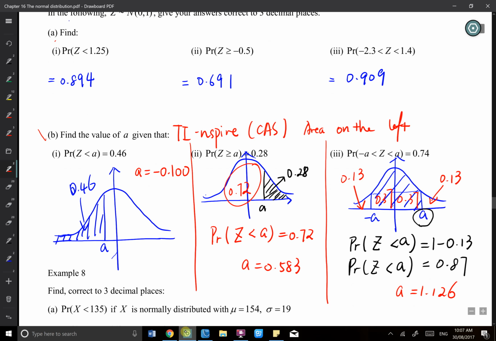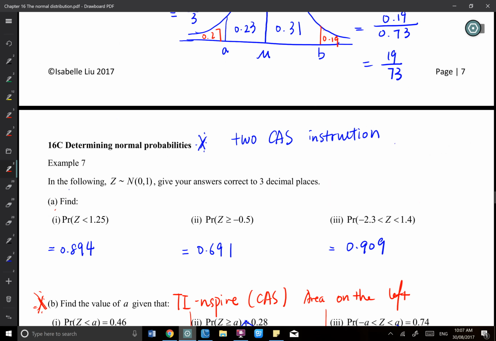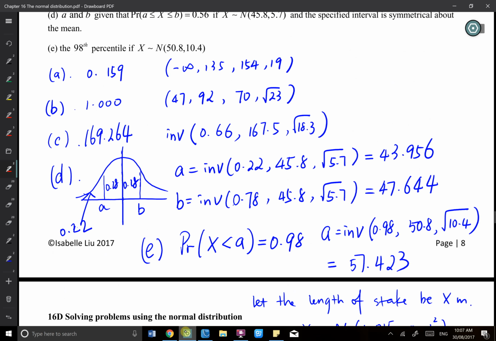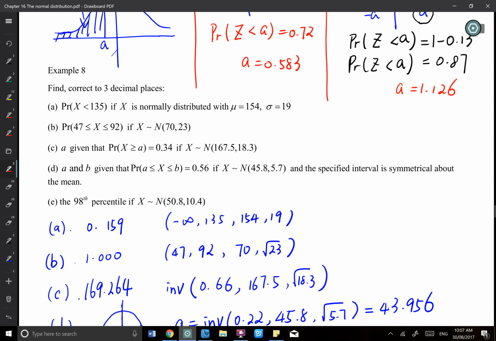So exercise B is important because we need to know that the area must be to the left of a point, not to the right, or not in the middle of a point. So we have exercise C, and example 8 is just using calculators. I already wrote the answers on it. So let's just do one example.